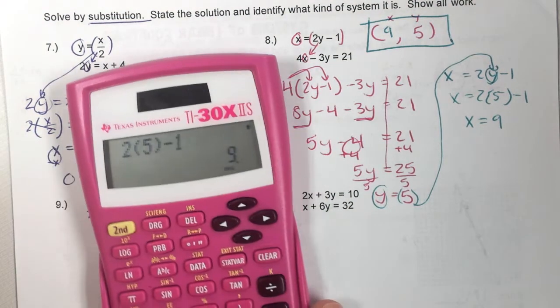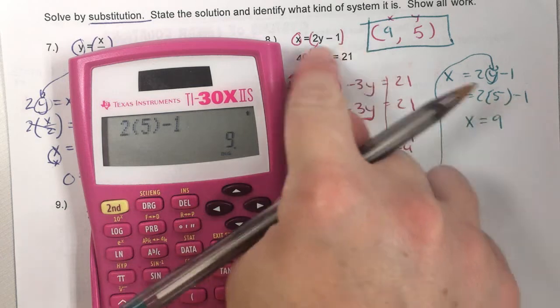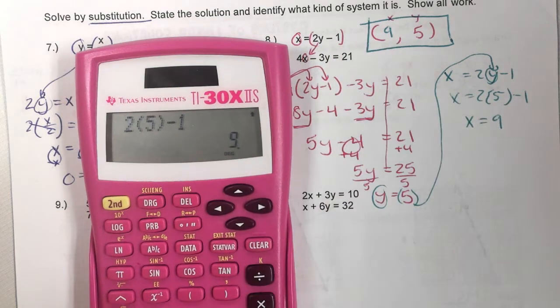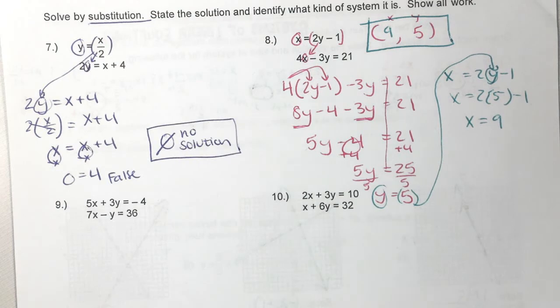Now remember, you can check your work. So 2 times y, which is 5, minus 1 should equal 9. That's what we just did. That worked. And then 4 times x, which is 9, minus 3 times y, which is 5, should equal 21, and it also worked. Therefore, that is my solution.